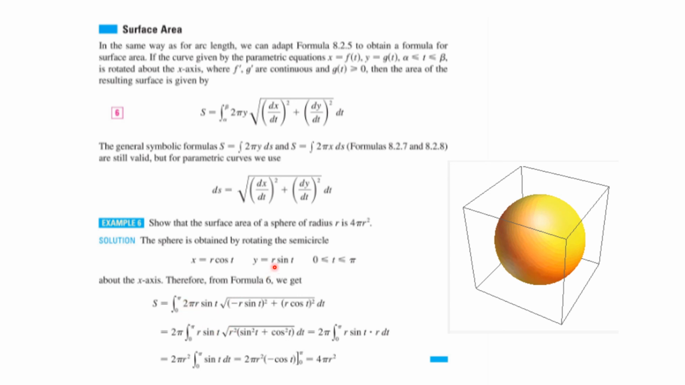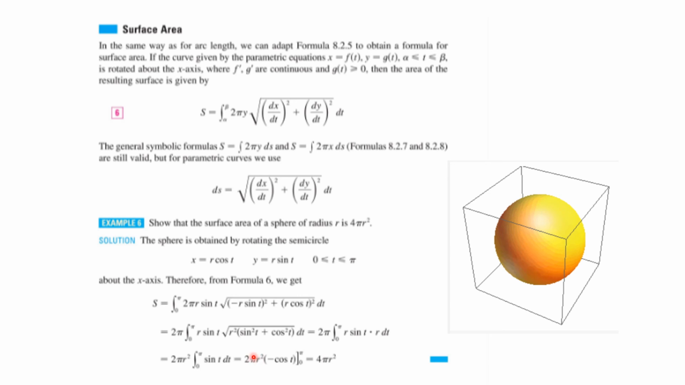It's 2 pi, with y being put here, and then I take the derivatives of each of these. The derivative of this is minus r sine theta. The derivative of this is r cosine theta. I square those and add them together. I get r squared times sine squared plus cosine squared, which yet again is going to be 1. That doesn't always happen, but we're integrating from 0 to pi.